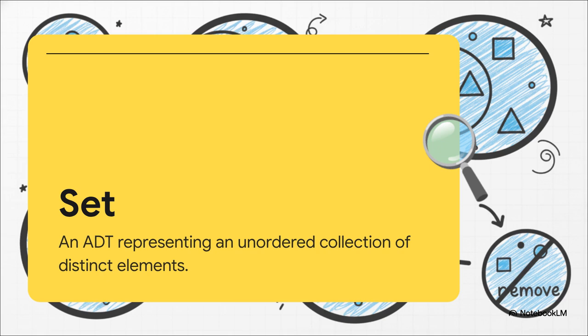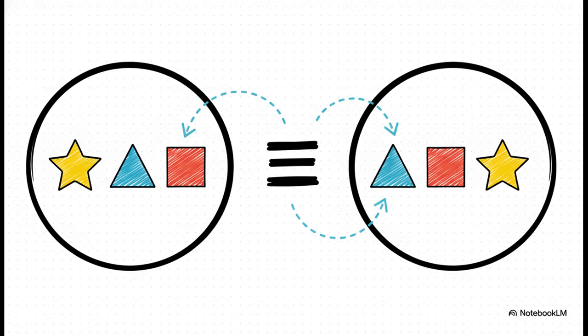Let's break them down. So first up, unordered. This one's easy. It just means the sequence you put things into a set makes zero difference. A set containing the numbers 3, 7, and 9 is exactly 100% the same as a set with 9, 3, and 7. The only thing that matters is what's inside, not how it's arranged. This is super efficient when all you need to do is ask, hey, is this thing in my collection? You don't care where it is, just that it's there.